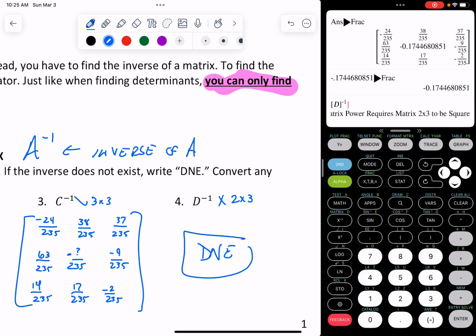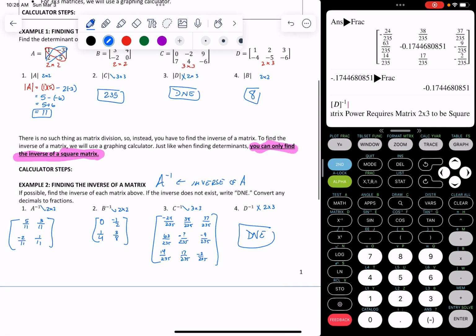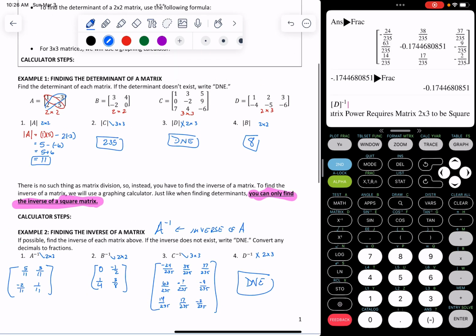So that's determinants and inverses. Again, with a graphing calculator, they all have to be square in order to have a determinant and an inverse. So try out that homework. Let us know if you have any questions.